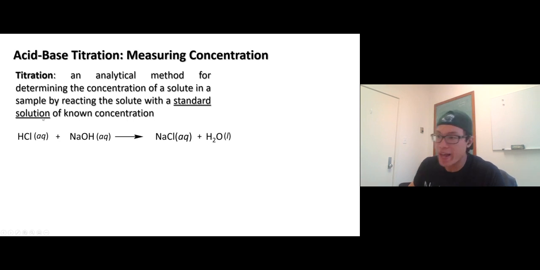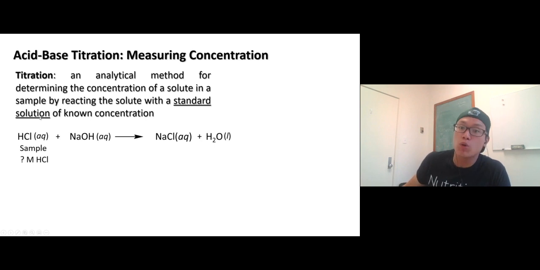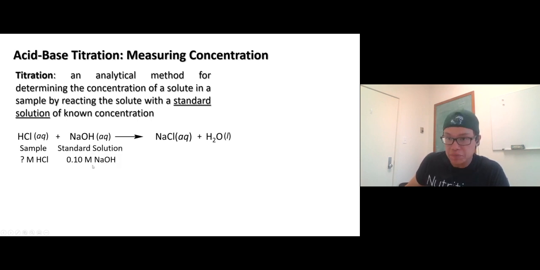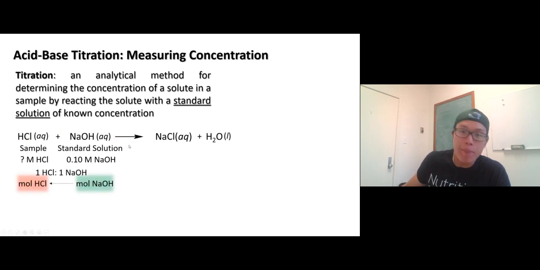I'll give you an example here. If I have a sample or an unknown solution of hydrochloric acid, and unknown means I don't know the concentration, we will prepare the standard solution of sodium hydroxide. You know the concentration, you know the volume. We're going to use this information to find the concentration of this hydrochloric acid sample. How to do that? Again, this is just a regular chemical equation. All of them are related by mole. Go back to stoichiometry. This is a 1-to-1 ratio.